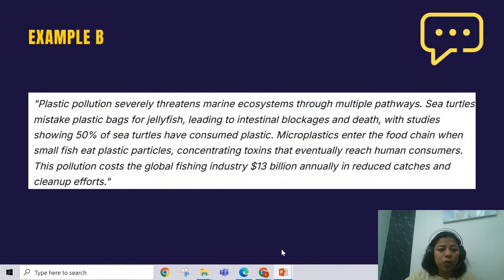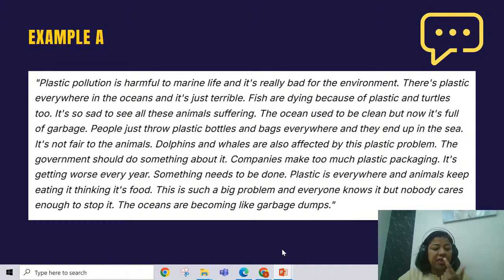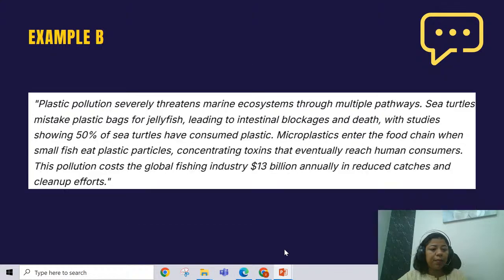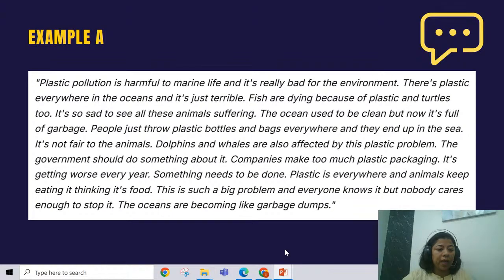Now let me tell you, example A is lengthier than example B, but example B ended up getting more marks than example A. Why? If you carefully look at example A, it talks about plastic pollution being harmful to marine life and really bad for the environment. There's plastic everywhere in the ocean and it's just terrible. So it is just ranting about the issues caused by plastic without any data, without any evidence, without any argument. That's all.